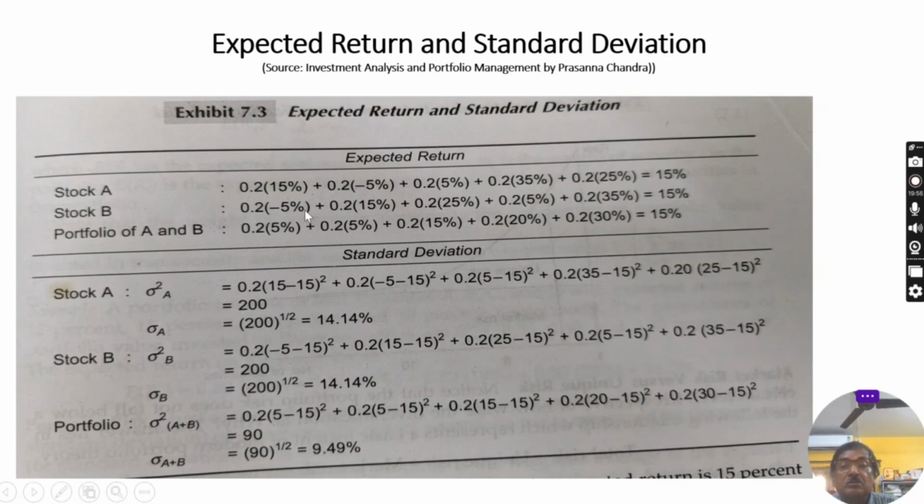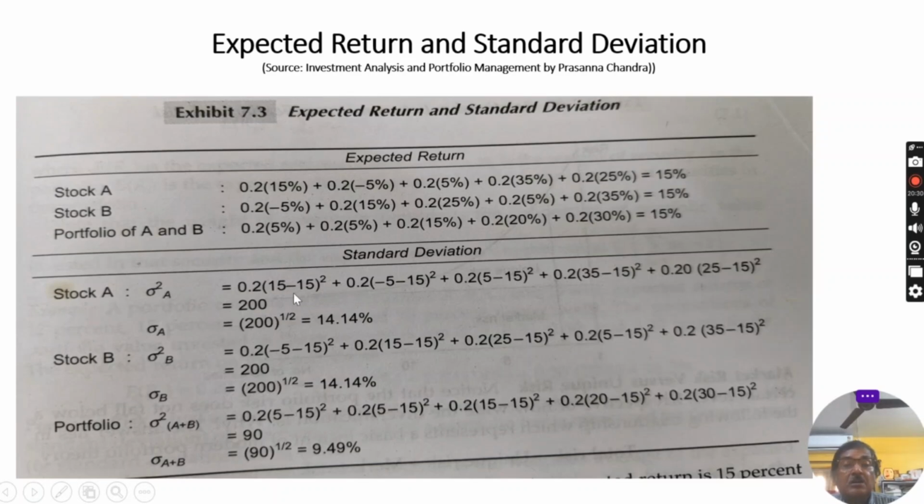For stock B also the same formula has been applied and the return is the same, 15%. And for the portfolio also the return is the same. That means if you invest your entire money in stock A, or your entire money in stock B, or in the form of a portfolio, the return will be the same in all cases. Now, what is the position of risk?